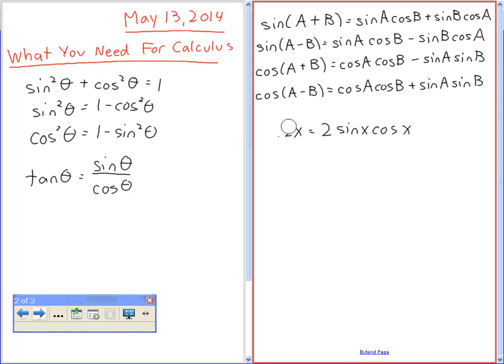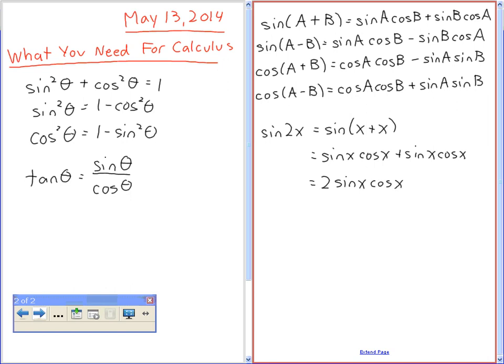I'll show my work. Okay, so we're going to say sine of 2x is equal to sine of x plus x. So that just means sine x cos x plus sine x cos x, which is equal to 2 sine x cos x. We're using this one a lot, actually. That one's big. So I'm putting it in red.